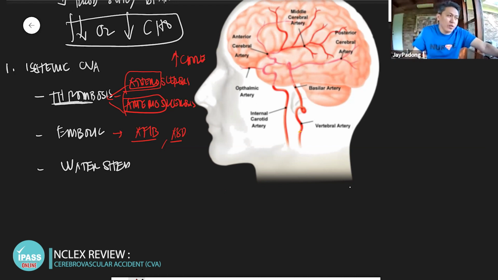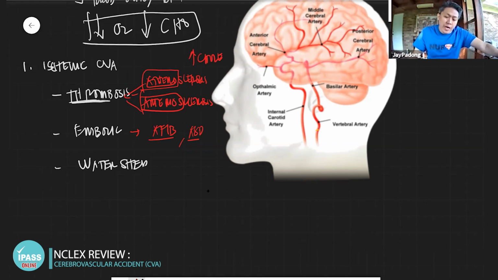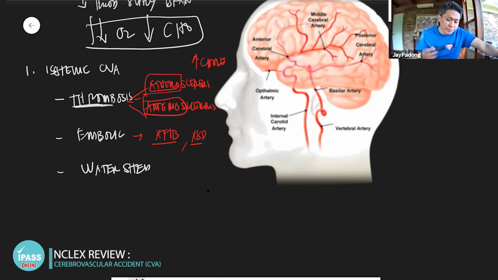impaired circulation. As for watershed, I'll just explain it later when we get to your symptoms. It depends upon which area is affected in terms of watershed. So that's ischemic. The other one is your hemorrhagic.